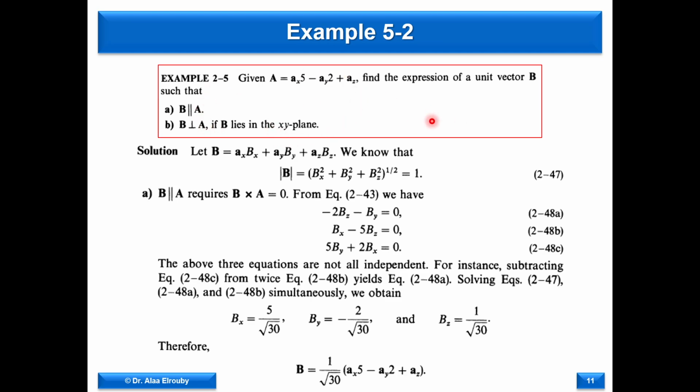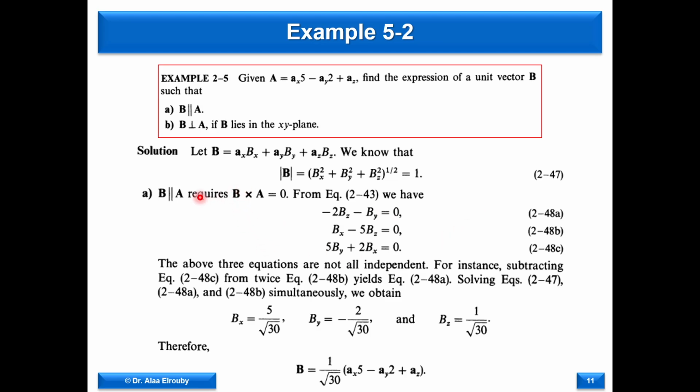So any vector in the xyz or Cartesian coordinate system would have this expression. Vector b would have bx in the direction of ax, by in the direction of ay, bz in the direction of az. The magnitude of this vector equals 1 because it's a unit vector, and we need to know the direction. So we need to know its components. So one solution, and this is a bad solution, I'm just describing because it is mentioned in the book.